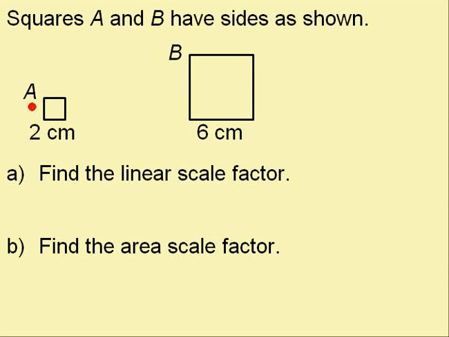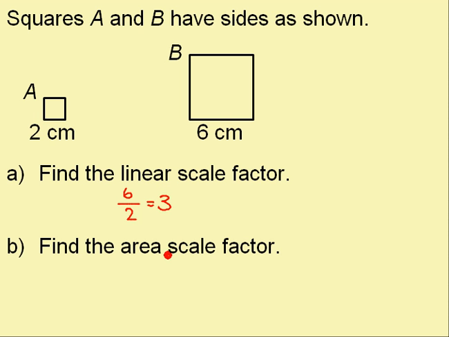Now I'm given two squares A and B. To start off with, I'm being asked to find the linear scale factor. Well, that's exactly what we've just done. We want to find the scale factor that links the sides or the lines. So we have this side here, that's 6, and we divide it by this side here, that's 2. And that tells us that the linear scale factor is 3.